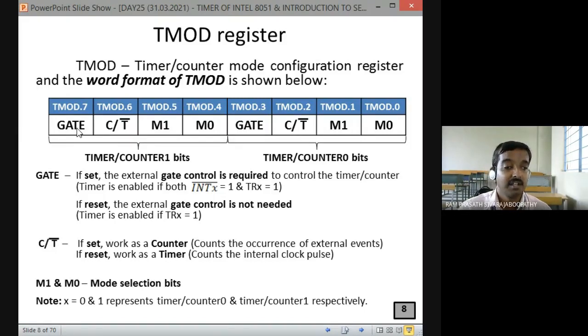Then M1, M0: these 2 bits are used for mode selection. Why are we having 2 bits? Using 2 bits, how many combinations can we have?